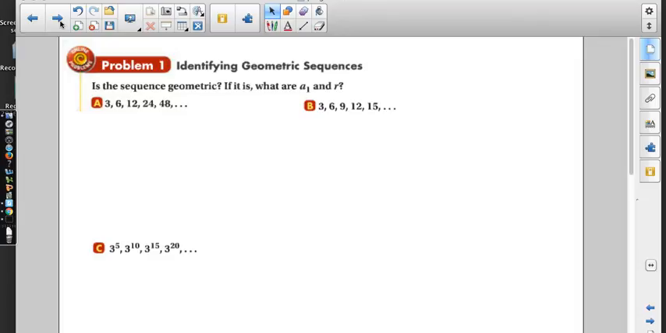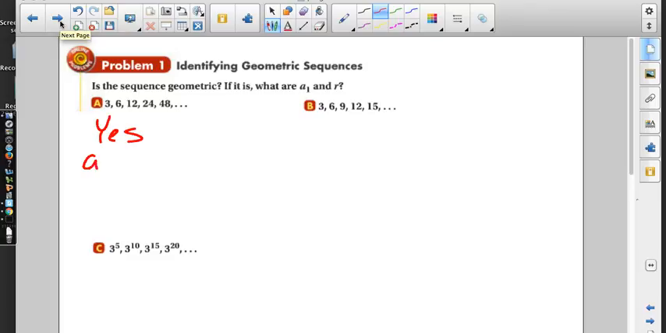So take a look at A. 3, 6, 12, 24, 48. Geometric? Yes. And they want a sub 1 and r. So what's a sub 1? 3. What's r? 2. Got it. B. 3, 6, 9, 12, 15. Not geometric, it's arithmetic. How do you know it's arithmetic? They're adding.